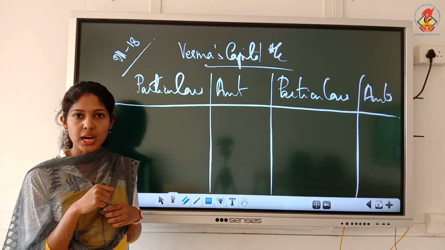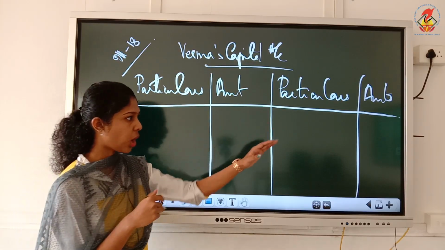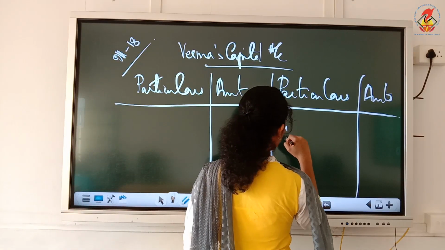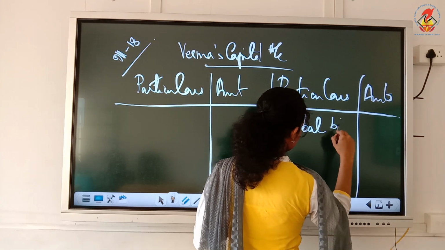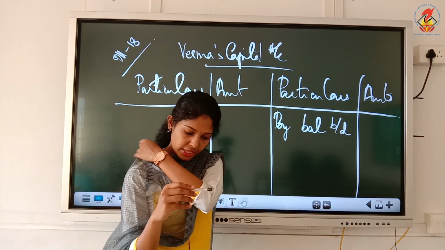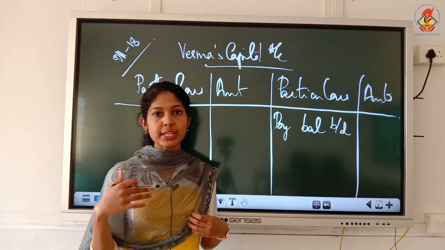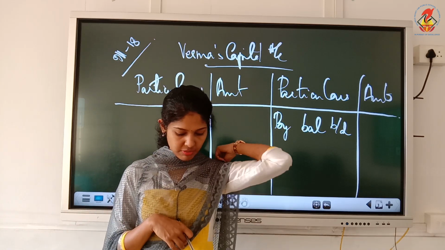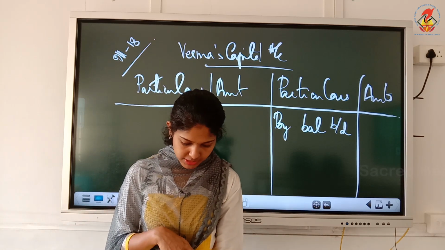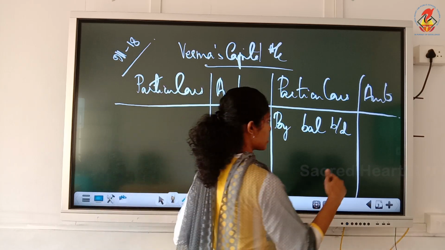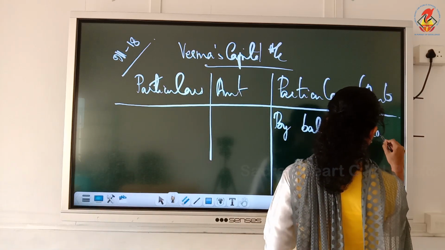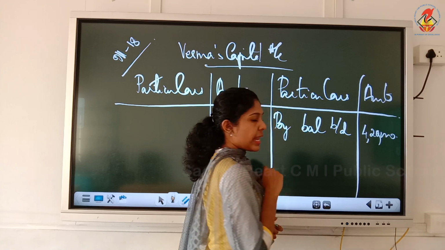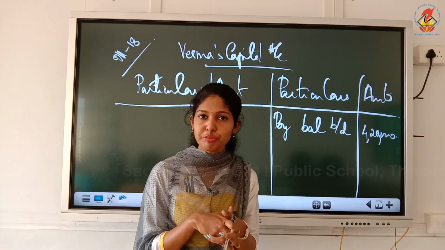Yes, so how to start a capital account? We will have to start with the opening balance. So, write by balance brought down. And from where will you get the opening balance? Usually it would be there in the balance sheet. Here it is given in the first paragraph, Verma's capital balance 4,20,000. So write 4,20,000.